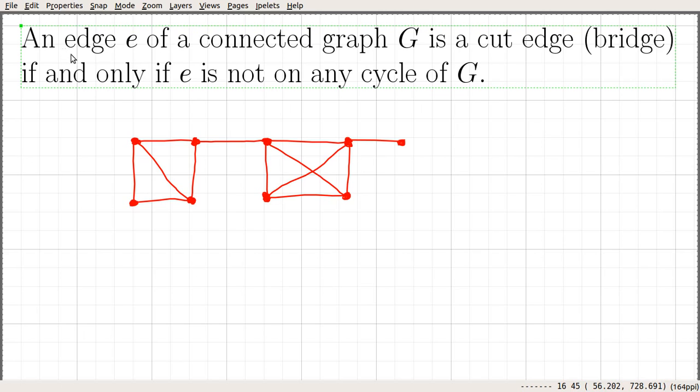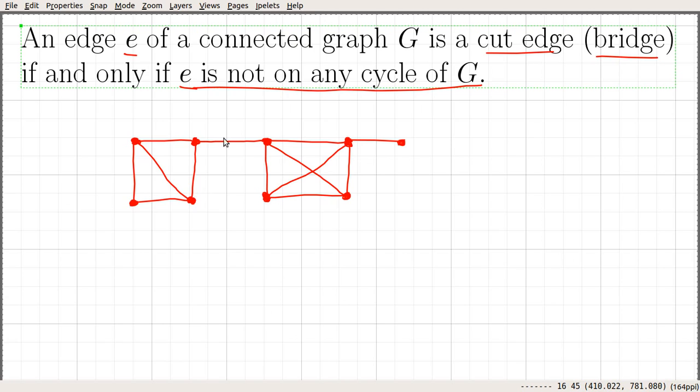So this statement says an edge E of a connected graph G is a cut edge or a bridge if and only if E is not on any cycle of G. Such an edge is called a cut edge, and this statement says an edge E of a connected graph G is a cut edge if and only if E is not on any cycle of G.